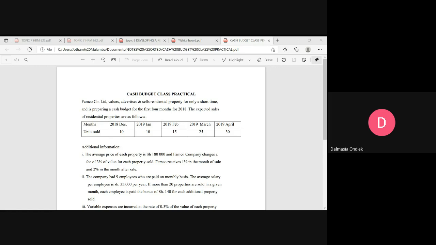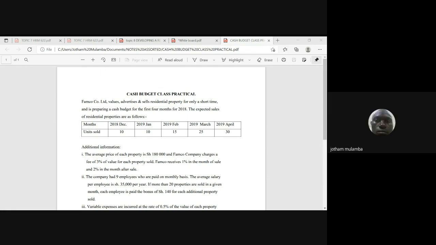Sorry, I wrote Franco. Farmco. The average price of each property is 180,000, and Farmco company charges a fee of 3% of value for each property sold. Farmco receives 1% in the month of sale and 2% in the month after sale.